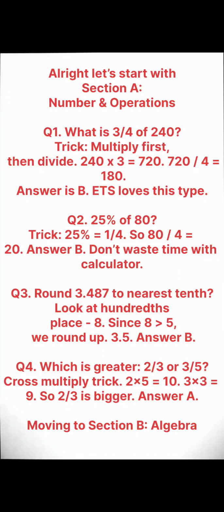Q2. 25% of 80? Trick: 25% equals 1/4. So 80 divided by 4 is equal to 20. Answer B. Don't waste time with calculator. Q3. Round 3.487 to nearest tenth. Look at the hundredths place. Since 8 is greater than 5, we round up. 3.5. Answer B.